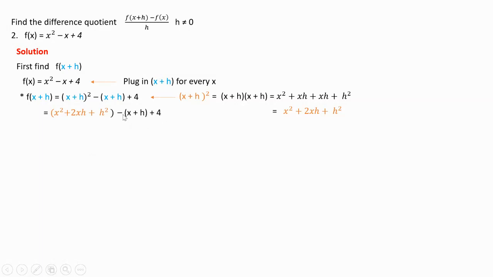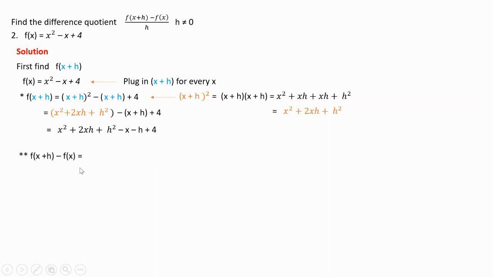Now I need to distribute the negative. There's like a negative 1 there, right? But you don't see it, but there's like a negative 1 there. So I'm going to bring down the x squared plus 2xh plus h squared. And then negative times a positive x will give you a negative x. Negative times a positive h will give me a negative h. And we'll just bring down the 4.